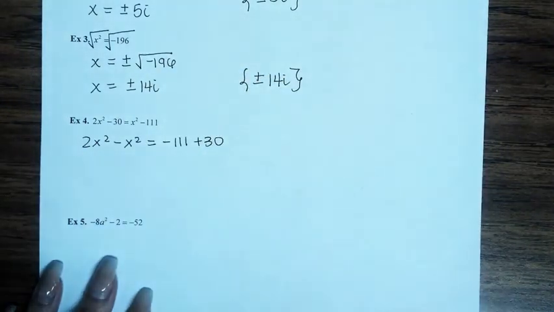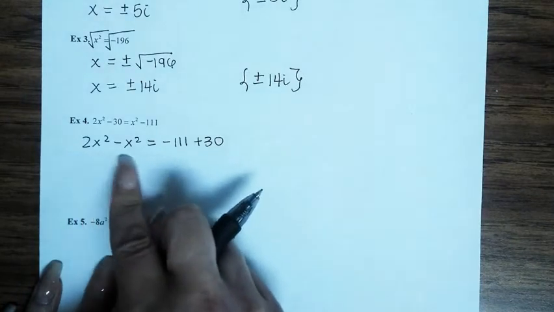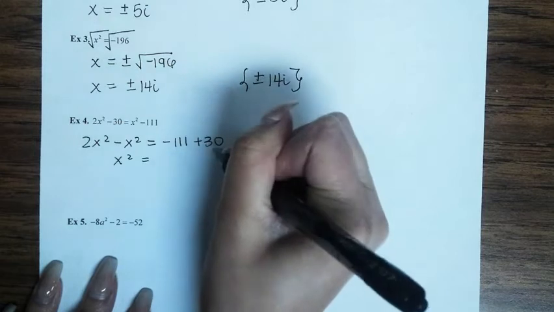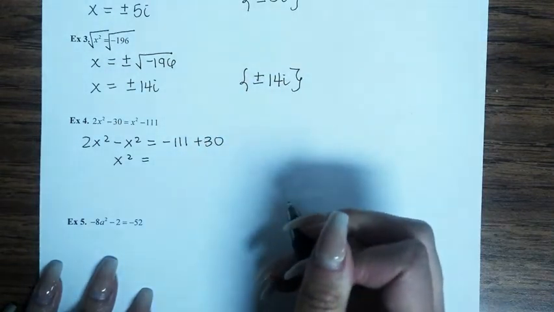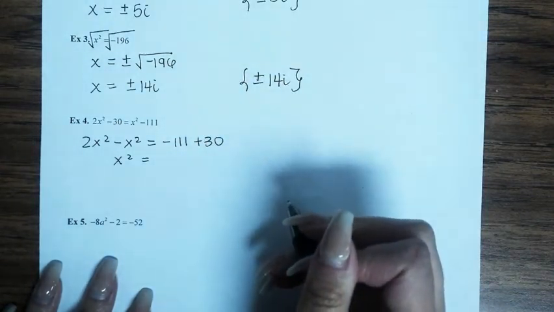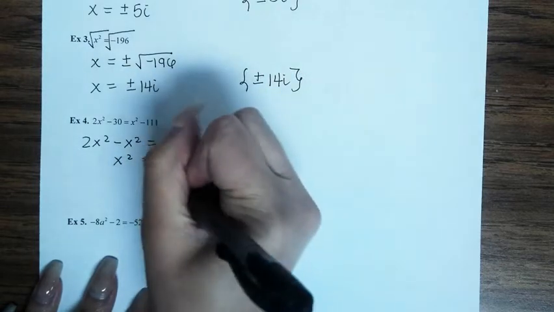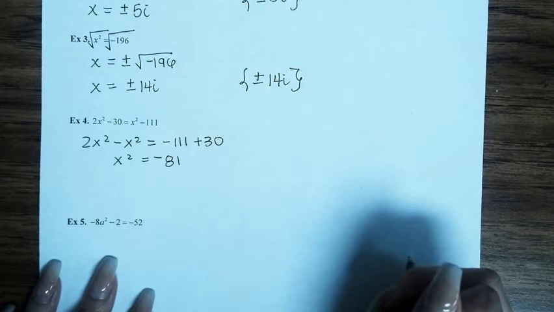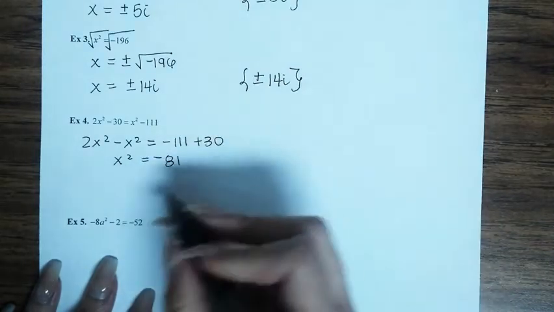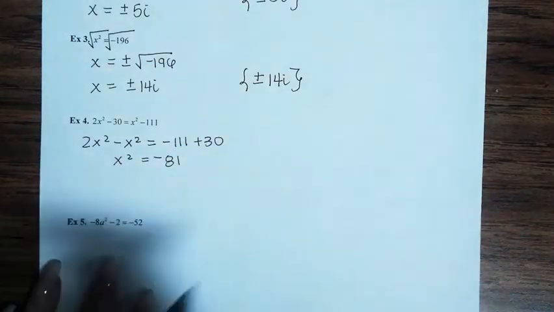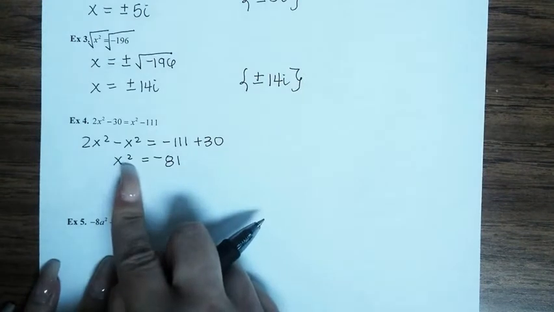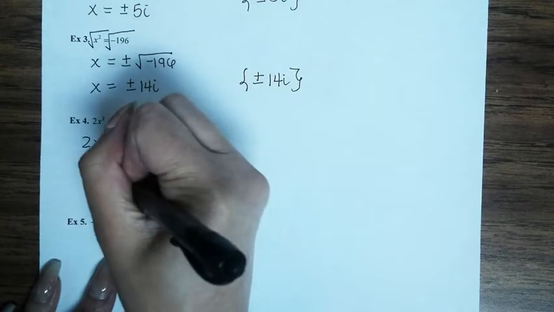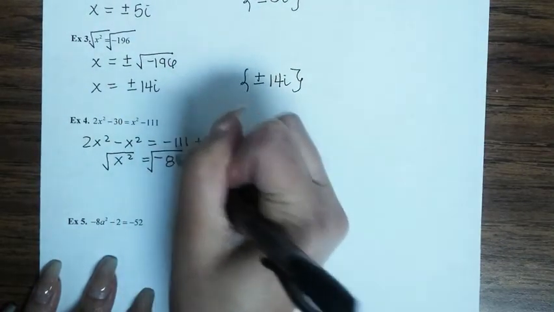With this being said, 2x squared minus x squared is just x squared, and on the other side, negative 111 plus 30 is negative 81. Once you have this situation, what I recommend is to ask yourself, is my x by itself? And the answer is no, because you have that square. So how can we get rid of that square? You can take the square root of both sides.